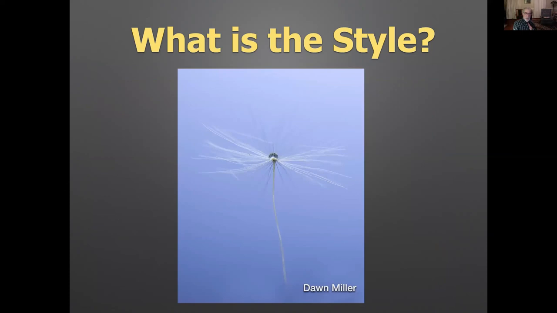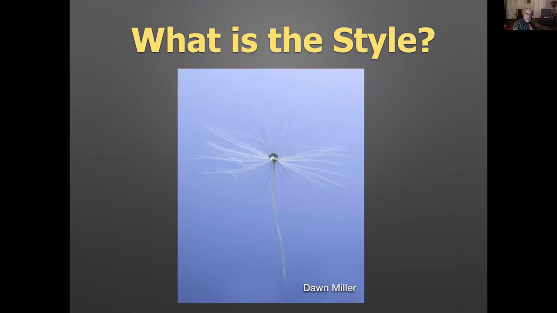What's the style here, people? Simplicity. Minimalist. Yeah, I was saying simplicity. It's kind of high key a little bit, right? Simplicity. You normally wouldn't see this. Your eye had to search this out. This is not a literal picture a camera would normally take. You had to figure out how to take this picture to get this look.